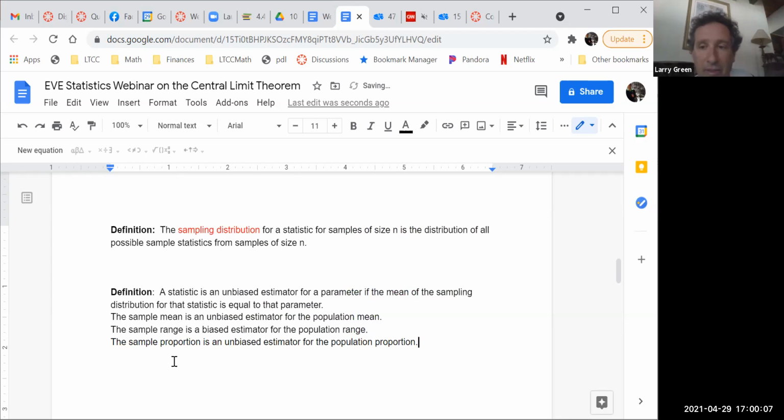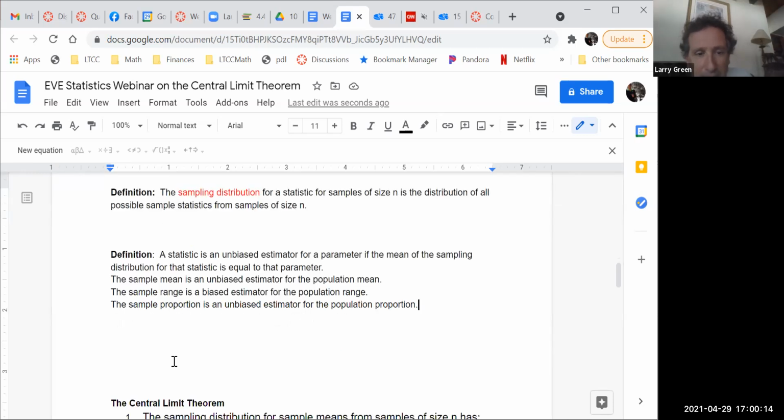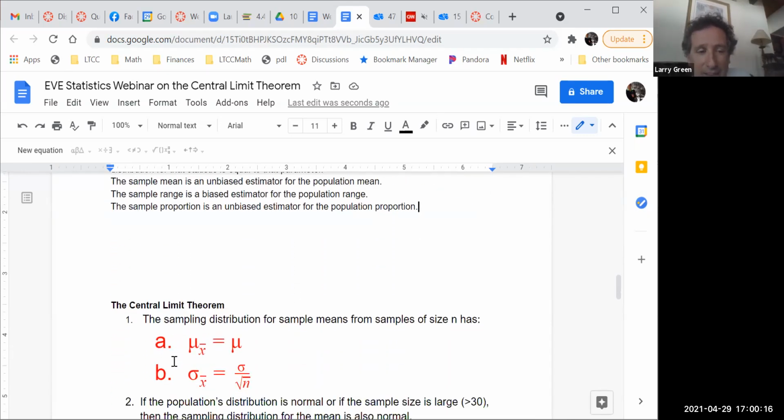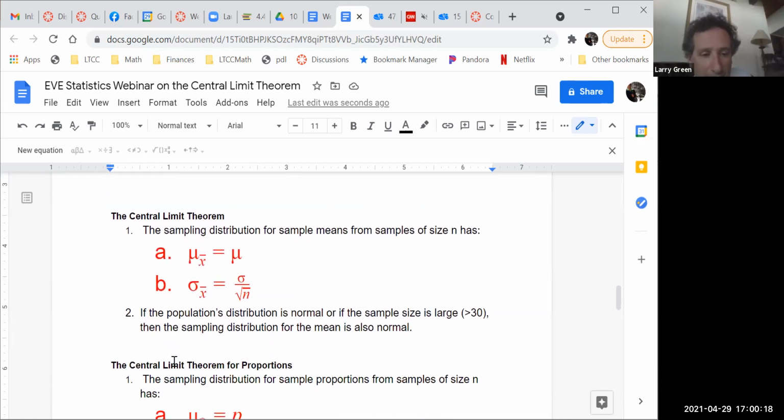Any questions on this? Okay, now that we have that, I'm going to state the central limit theorem, and then we'll take a break after that.